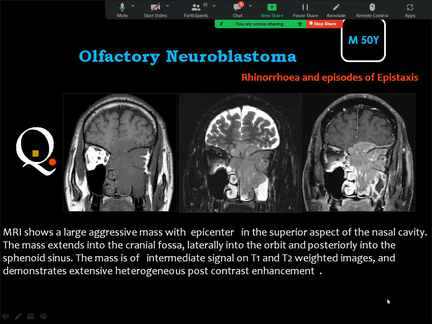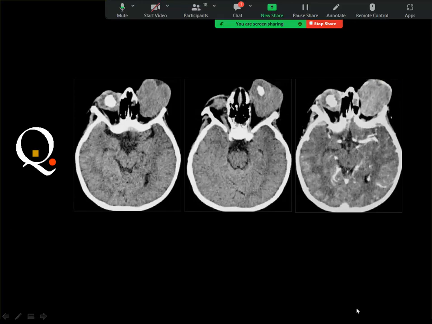This is olfactory neuroblastoma. The differential diagnosis should include skull-base lymphoma, skull-base metastasis, paranasal sinus squamous cell carcinoma, and the olfactory neuroblastoma. Next case is a child with a CT scan of the brain and orbit before and after contrast injection.